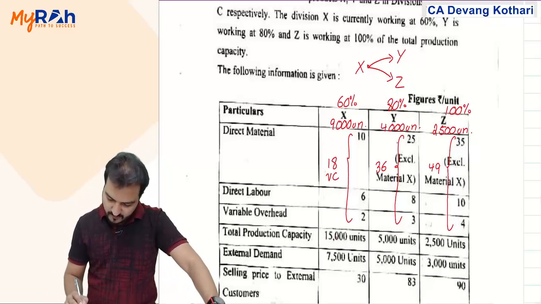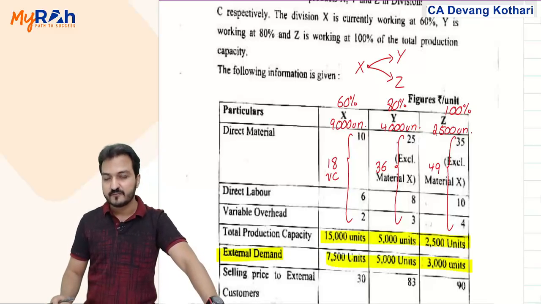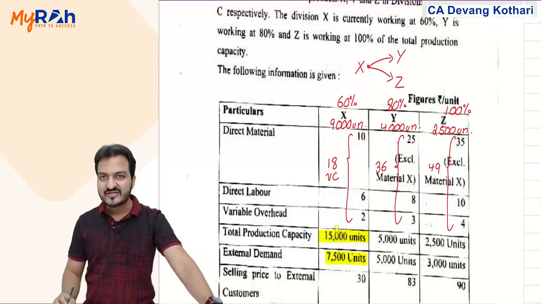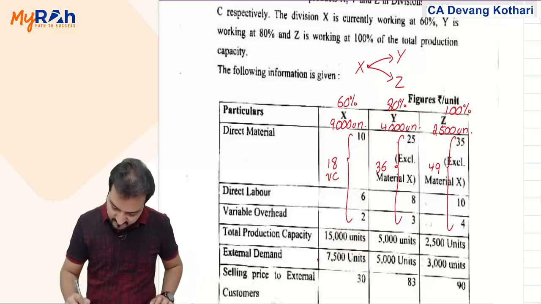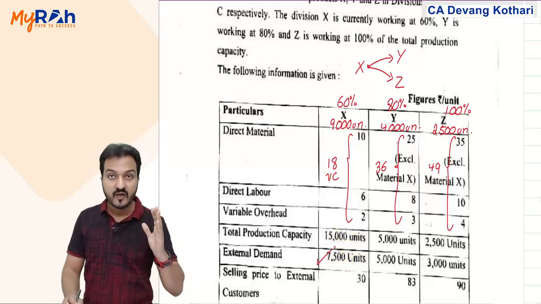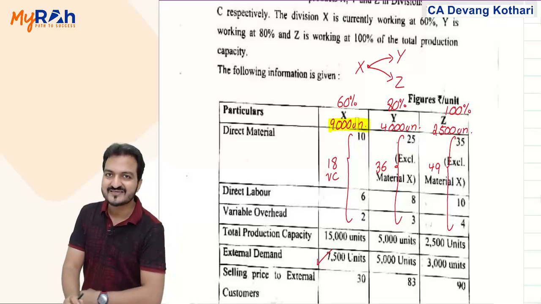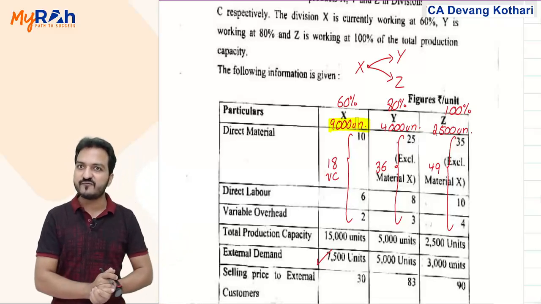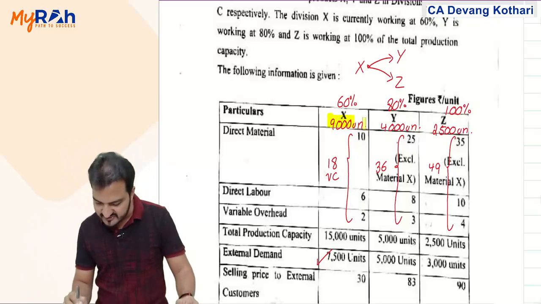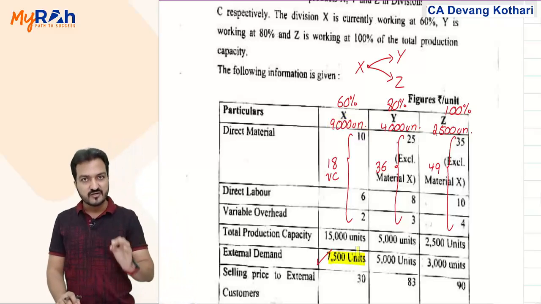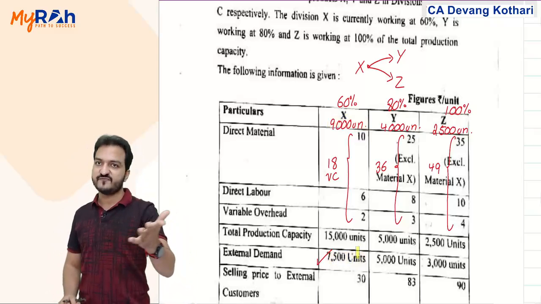Okay. Total production capacity for each division you are given, and external demand in each division you are given. So notice, for division X, capacity is 15,000, external demand is 7,500. So naturally they must be doing 7,500 units external sale. But total production of X right now is 9,000. So what does X currently do with that remaining 1,500 units? Production is 9,000, external demand 7,500, meaning presently X is doing 1,500 units transfer.